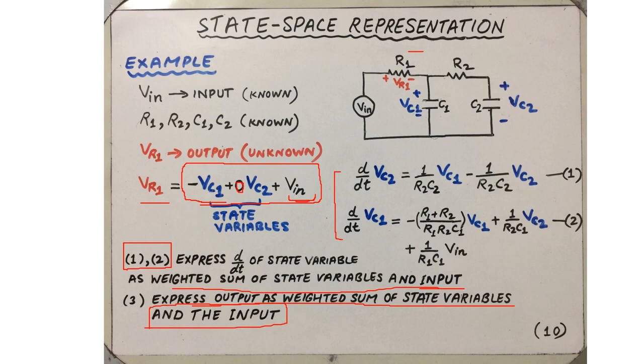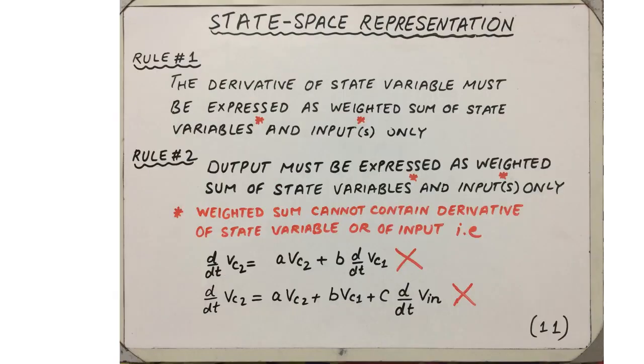So now the output expression contains a weighted sum containing the input also. From the previous example, we can generalize the rules of deriving the state space representation. The first rule says that the derivative of the state variable must be expressed as the weighted sum of the state variables and the inputs only. This word "only" is very important.